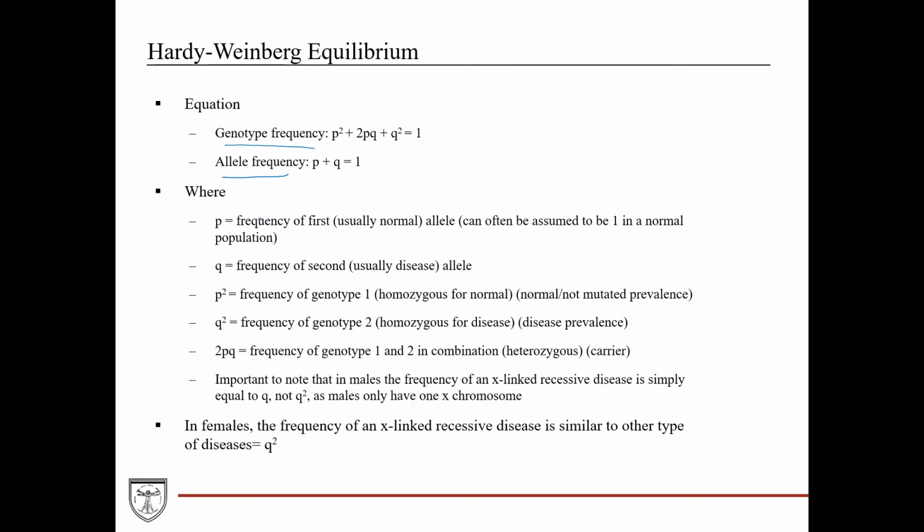So what do each of these mean? p equals the frequency of the first, usually normal allele, often assumed to be 1 in the normal population. q is the frequency of the second allele, usually the disease. p squared is the frequency of a genotype homozygous for normal. So let's say this was autosomal recessive. Just use that as an example to illustrate this. So this would be the frequency of homozygous dominant.